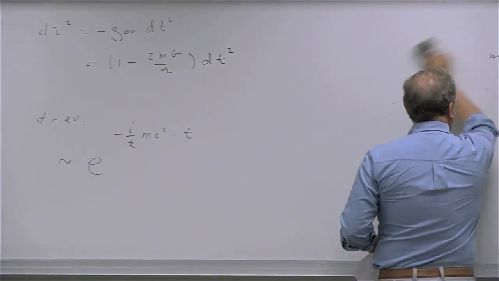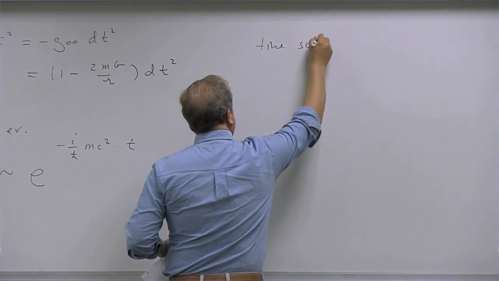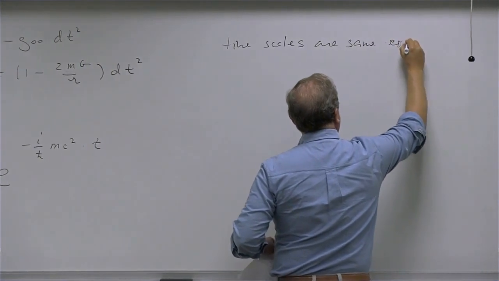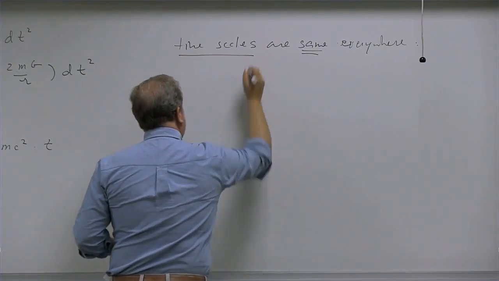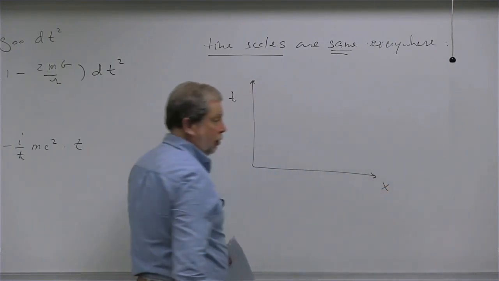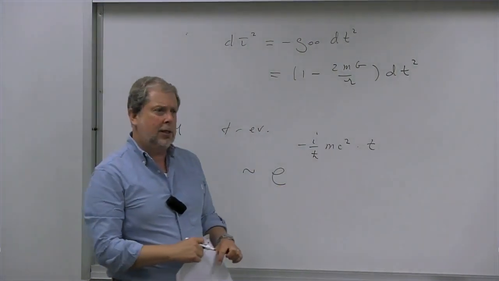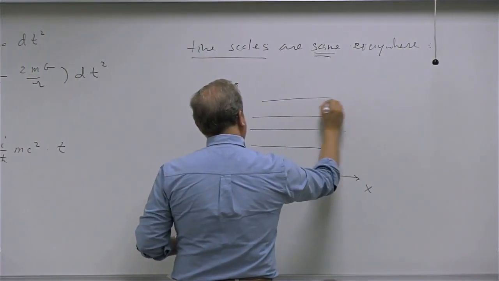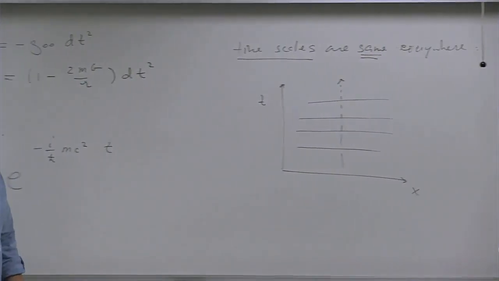Because if the time scales are the same everywhere, right? If the time scales are the same everywhere, then we can draw a diagram where we have t and we have x, so just one dimension to make it simple. Then if these time scales are the same, then the phase is the same everywhere, and particles propagate with some sort of plane wave, which looks like this, right? The propagation takes place in this way, right?